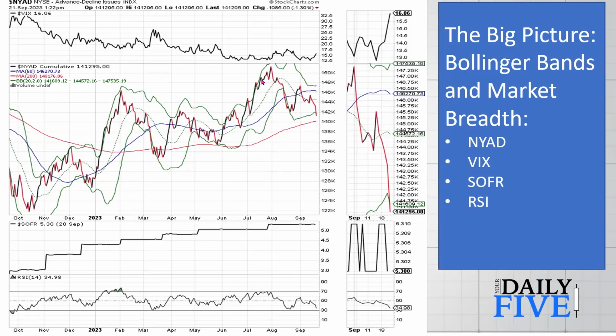Again, you look for the trading of the advanced decline line above or below the Bollinger Band, and you see what happens. And you can see that time and time again, anytime the advanced decline line falls outside the lower Bollinger Band, you sometimes get a rebound, or most often get a rebound.